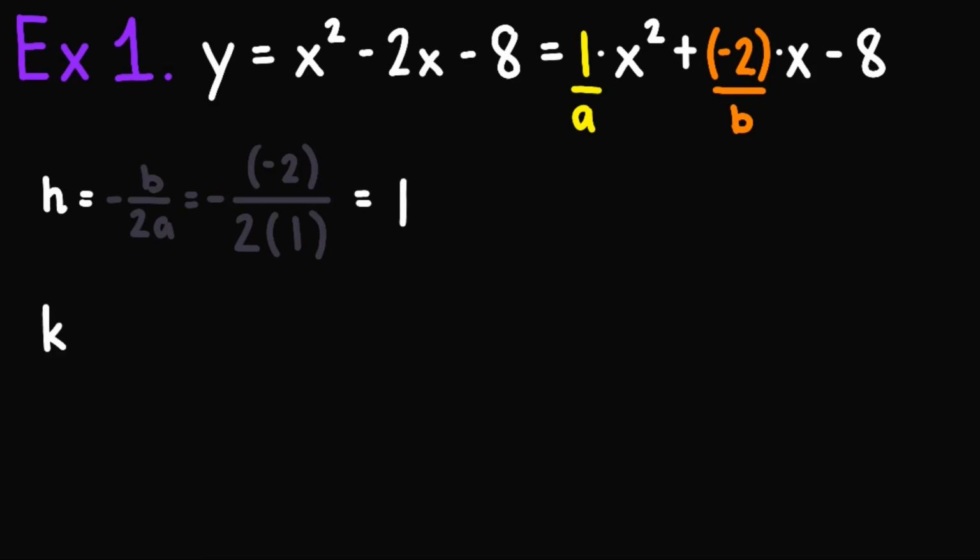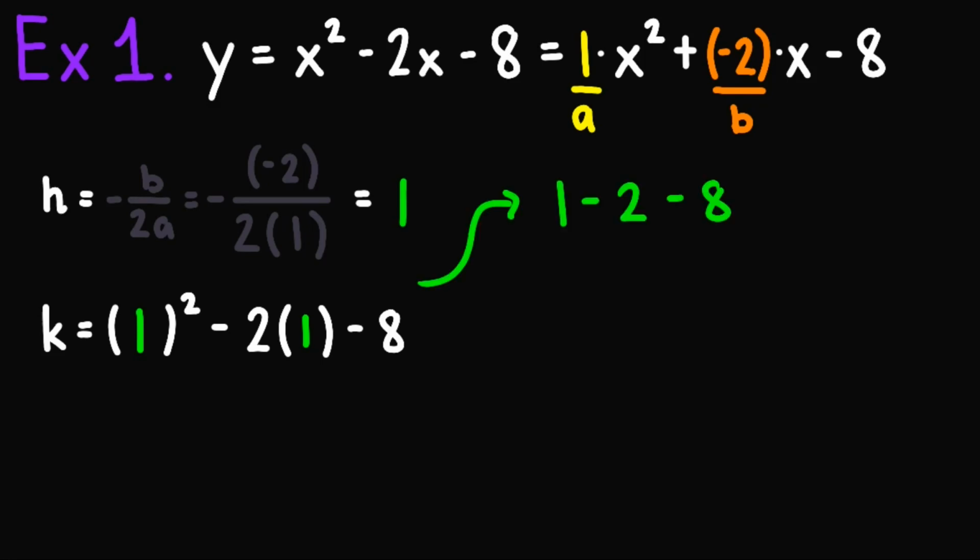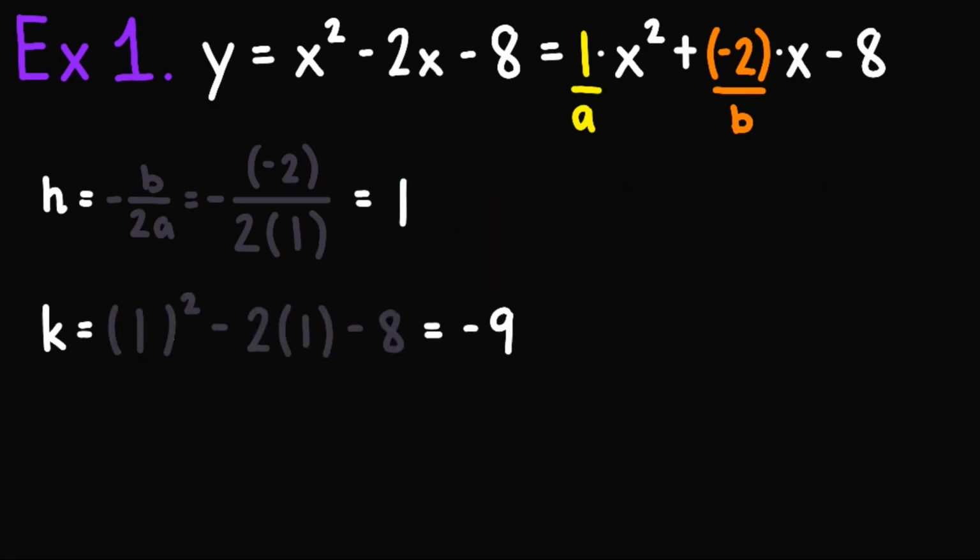For the k, what we do again is we use the value of h, which is 1, and plug it in to our equation. So we'll have 1 squared minus 2 times 1 minus 8. This is equal to 1 minus 2 minus 8, or when simplified is negative 9. So our k is negative 9. This is the value for k.